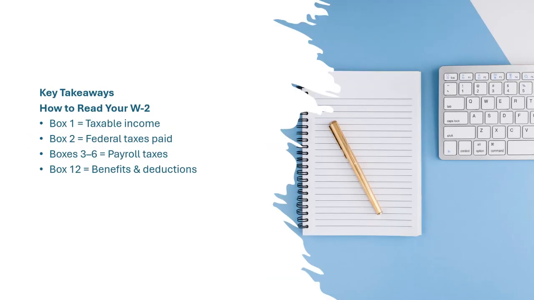So, at the end of the day, your W-2 is just a summary of your financial year. Once you understand box 1, your taxable income, box 2, the taxes you already paid, and boxes 3 through 6, those payroll taxes for Medicare and Social Security, everything else starts to make a lot more sense. And now you're not just filing your taxes. You actually understand what is going on.